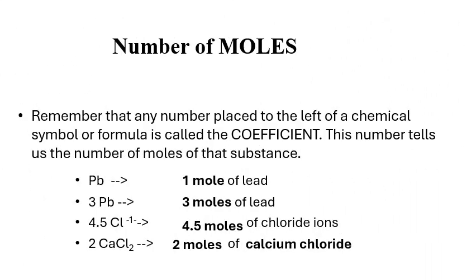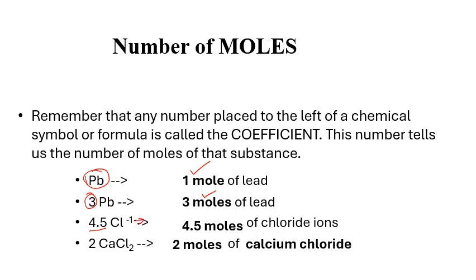Let us see how to find the number of moles. If you are writing just the symbol, say for example for lead, if you look in the periodic table we can see that lead is Pb, correct? So if you just write the symbol, we read it as 1 mole. So that is 1 mole of lead. If there is no coefficient, that means by default it is 1. But if there is a coefficient in front of that symbol, we say that many moles. That means if we are writing 3 Pb, we will say 3 moles of lead. And if you are writing 4.5 Cl negative 1, that represents 4.5 moles of chloride ions.